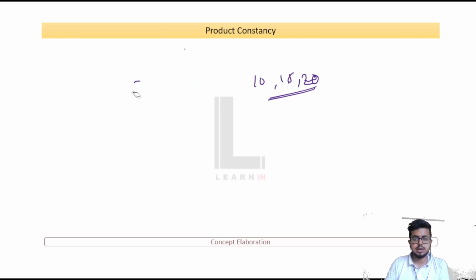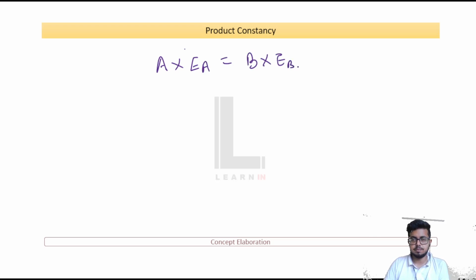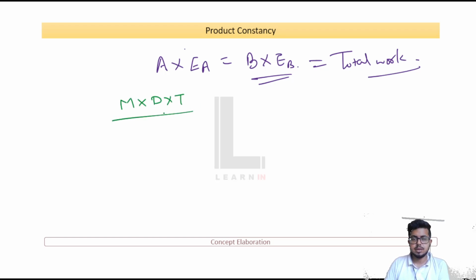Since they have been doing the same work, we could have said that A into efficiency of A is equals to B into efficiency of B, right? Is equals to total work. Now whenever this condition is fulfilled, we can use a shortcut method also, or apply the general formula. What is the general formula? Number of men into days into time is equals to number of men into days into time in the second scenario. This is the first scenario, this is the second scenario.